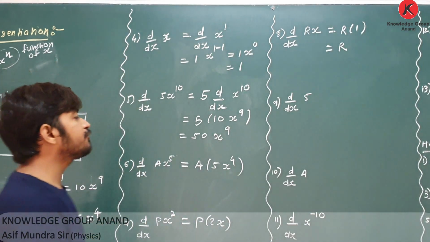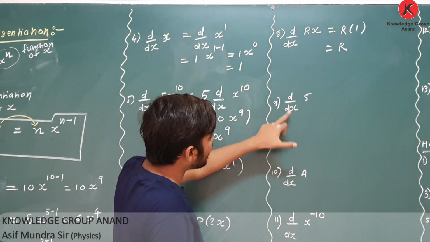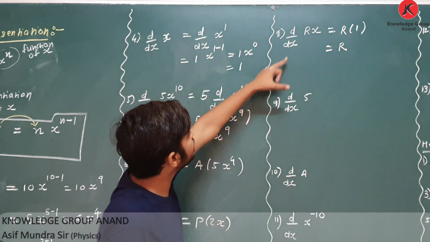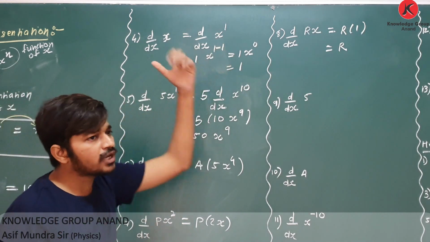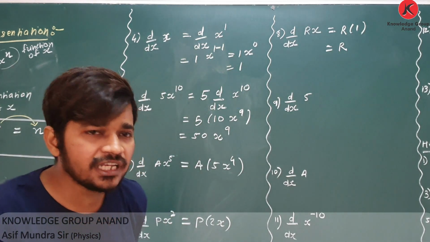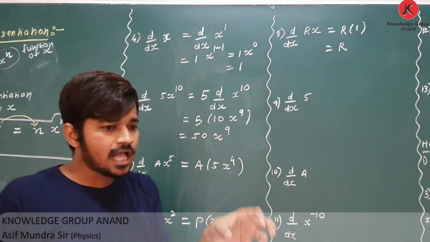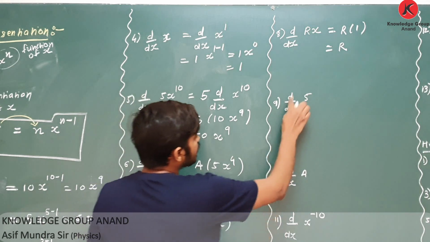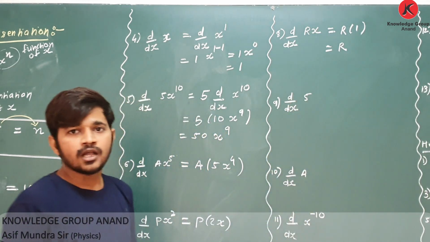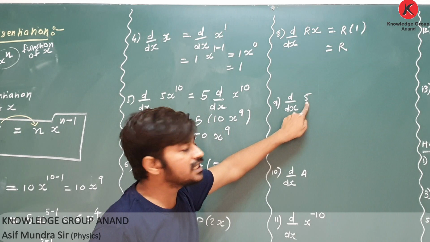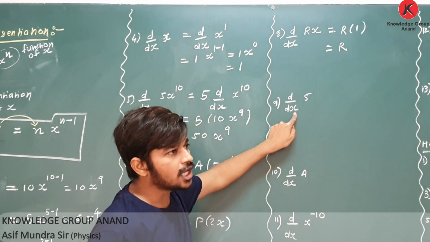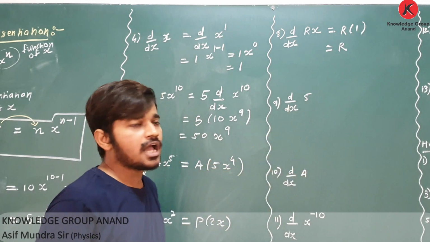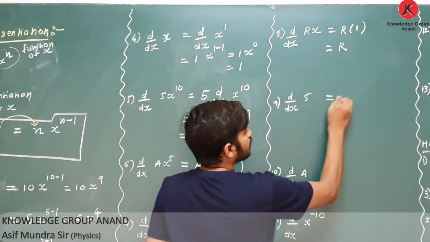If you have a term like this, d upon dx of 5. In each and every case, it is d upon dx of some function, and that function is of x. Here it is d upon dx of 5 only. This 5 is a constant, it does not depend on x. So the differentiation of such a constant having no x is equal to 0.